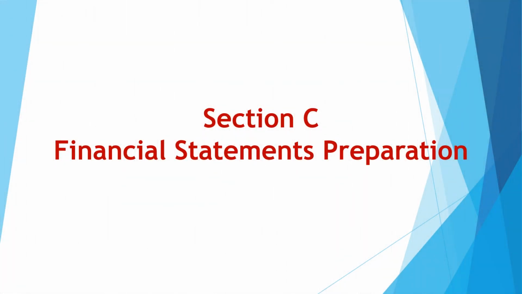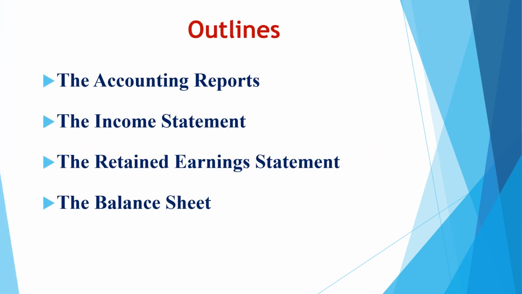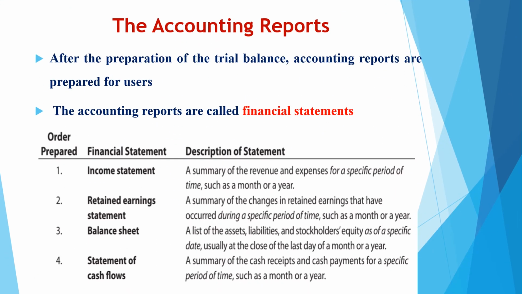Hello everyone. Now we are going to explain section C in the accounting part, the preparation of financial statements. In this section, we will be explaining what the accounting reports are: the income statement, the retained earnings statement, and the balance sheet. Accounting reports are also called the financial statements of the corporations.